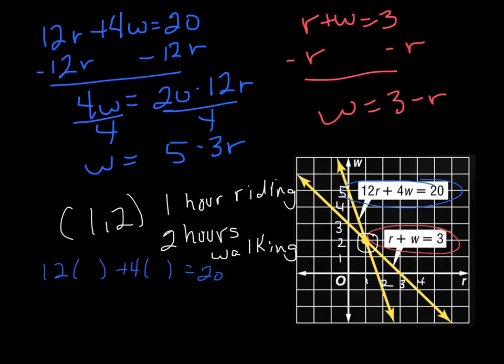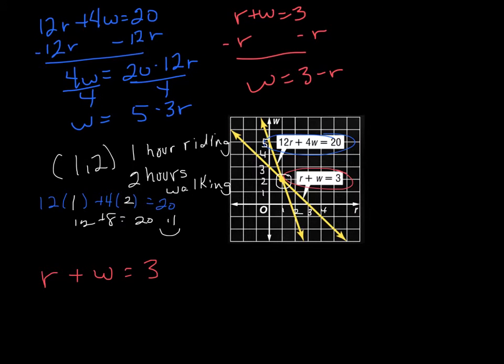If we want to check, we can substitute back into our first equation. 1 hour for riding, 2 hours for walking, and 12 plus 8 is in fact 20. That's good. And if we just add 1 plus 2, we do in fact get 3. So we know it works in both equations. So 1, 2 is our solution.